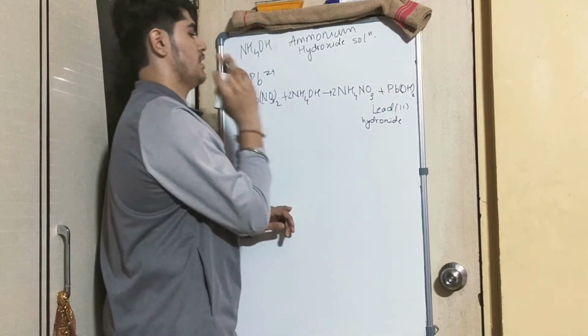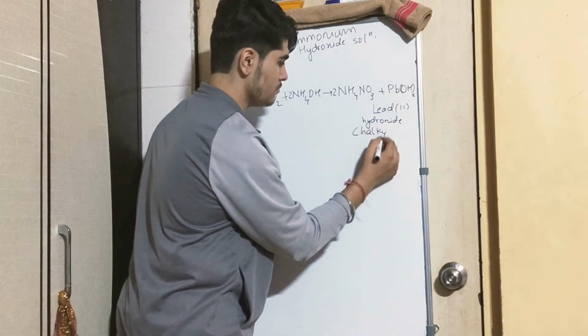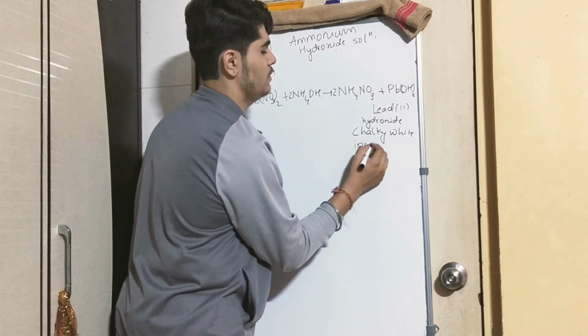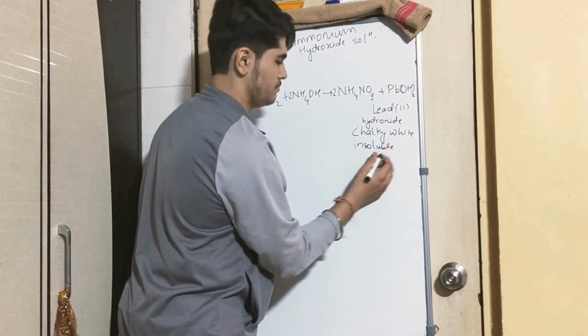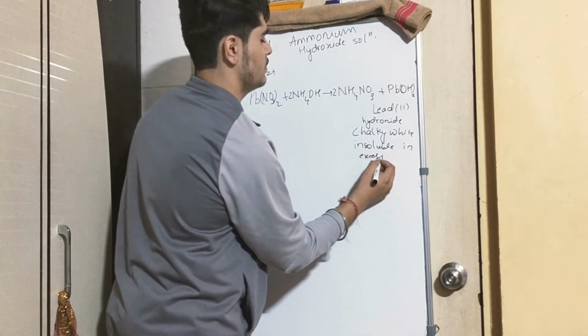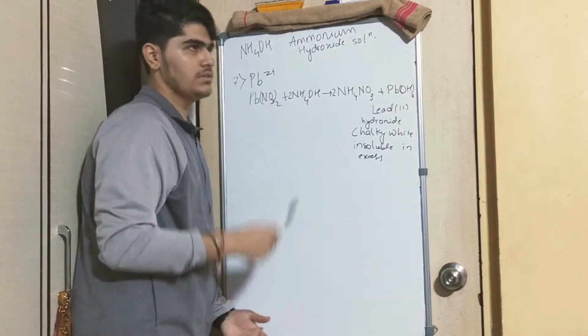This is the balancing. I forgot to balance. This is chalky white in color, and this is insoluble in excess of NH4OH solution. See the difference?